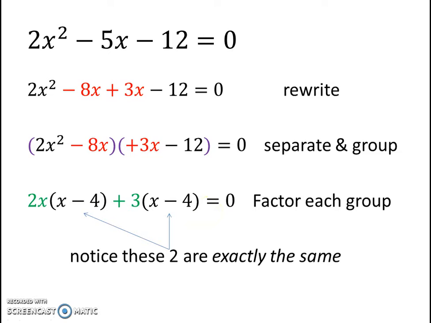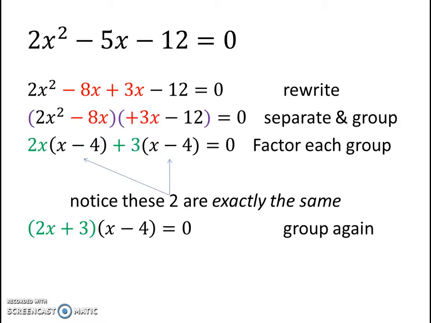Notice that those two are exactly the same. They're supposed to be, and they have to be, otherwise this doesn't work. We're going to group again. We're going to take these two green numbers and group them in a set of parentheses. The x minus 4, those group together as one single parenthesis. So we have 2x plus 3 times x minus 4 equals 0.